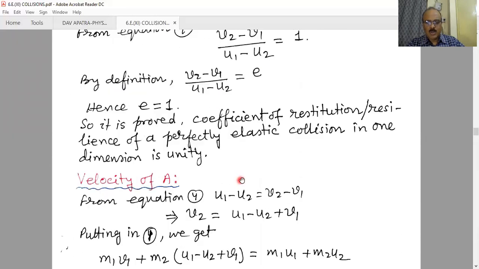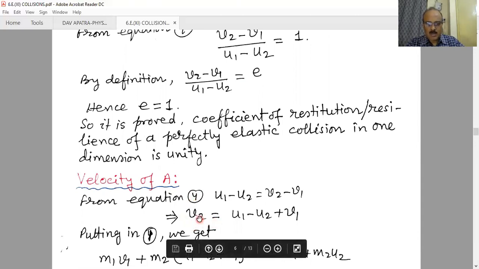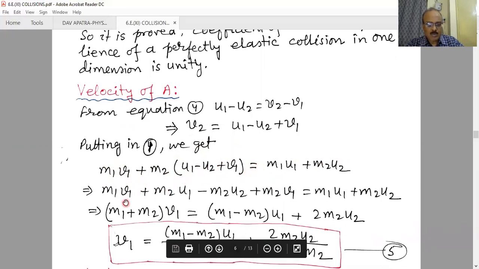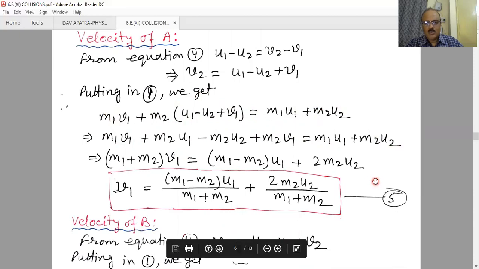And first of all, when we want to find out the velocity of A, then we have to put the real velocity of v2 of B, that is v2 from this equation: u1 minus u2 plus v1. And by putting this v2 in equation 1, that is m1 v1 plus m2 v2 is equal to m1 u1 plus m2 u2, from the law of conservation of linear momentum. The v2 is u1 minus u2 plus v1. Now multiplying this, m1 v1 plus m2 u1 minus m2 u2 plus m2 v1, which is equal to m1 u1 plus m2 u2. Now we have to find out the value of v1.